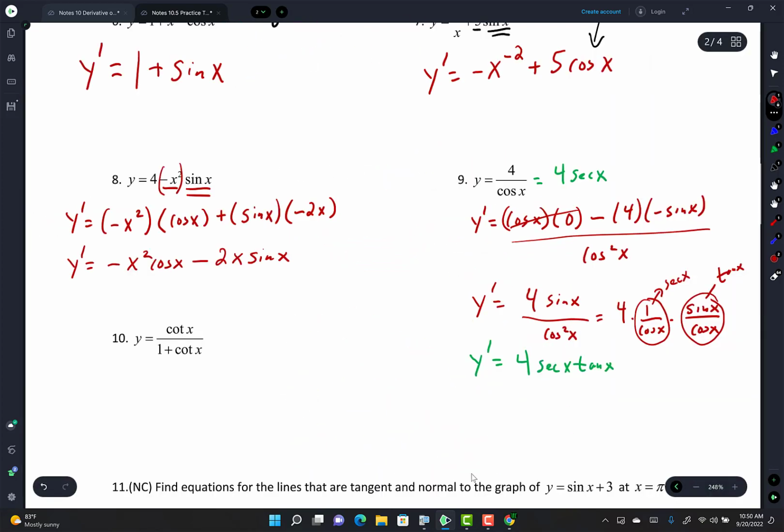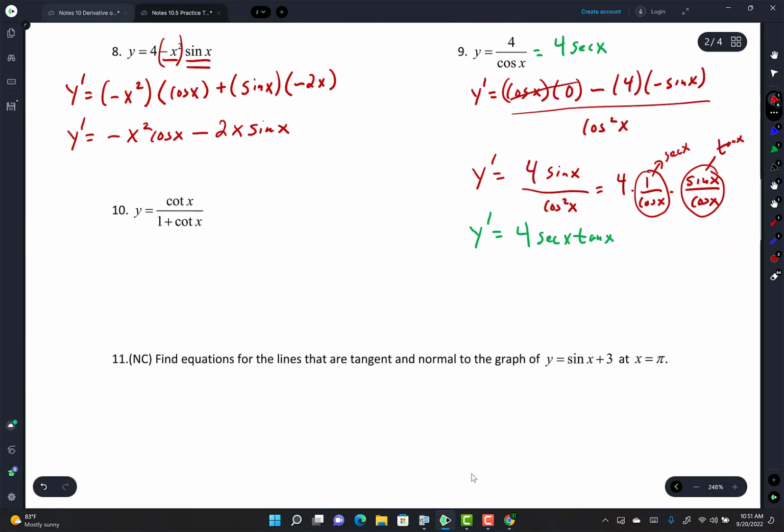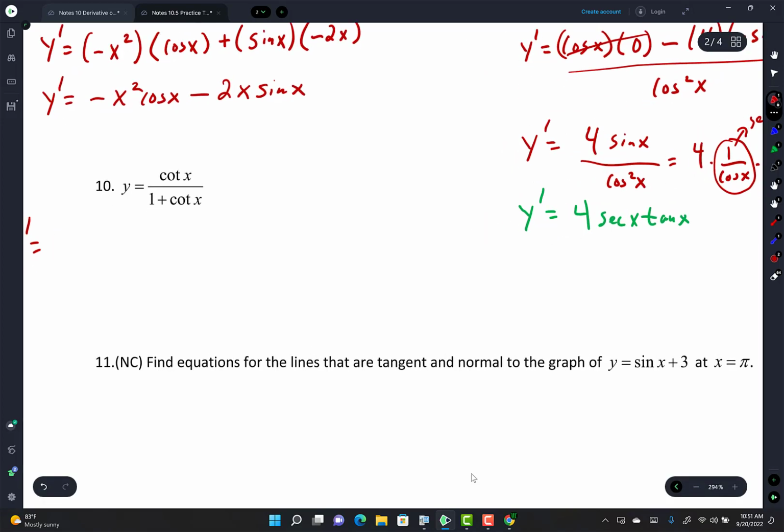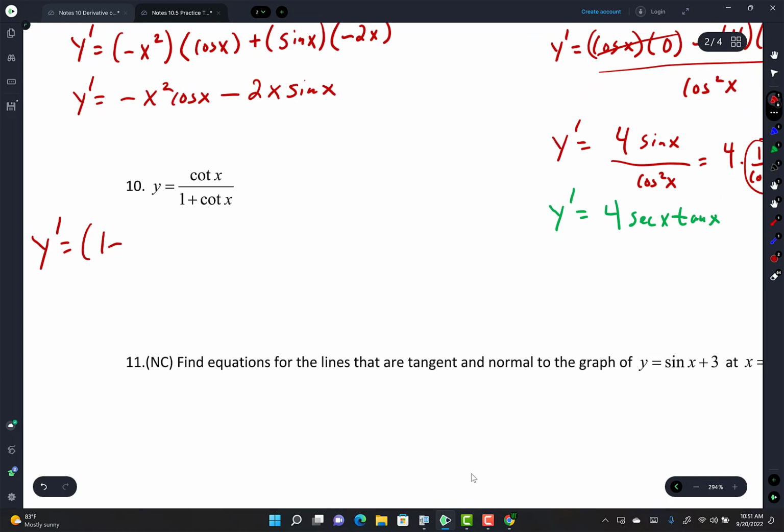Okay. How much more we got? Cotangent over 1 plus cotangent. Okay, this one we have no choice. This one we must use what? Quotient. We must. This one's no choice, guys. Y prime equals bottom, 1 plus cotangent x, times the derivative of the top. Do you remember the derivative of a cotangent?